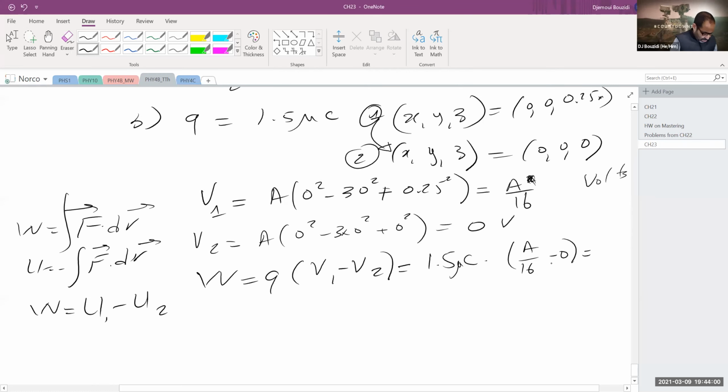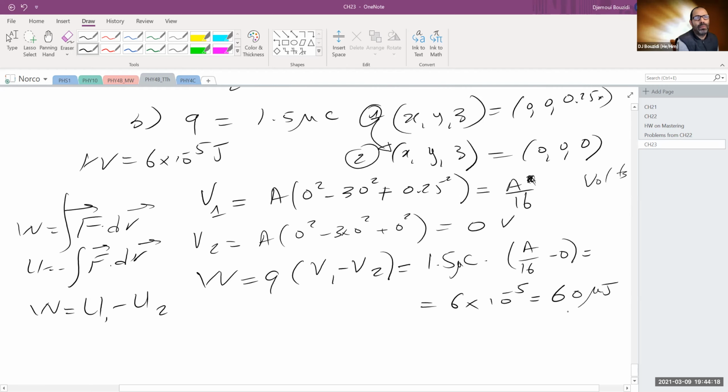They tell us the work W, that's part of the problem, is 6 times 10 to the negative 5 joules. So this number is equal to 6 times 10 to the negative 5 joules, or 60 microjoules, because micro is 10 to the negative 6. That's why I put the micro in here, because I see a micro in here. When you see a micro and a micro, it's a good idea to introduce them so that you can get rid of them. So this micro and that micro will cancel, and I will be left with A divided by 16 times 1.5 is equal to 60.